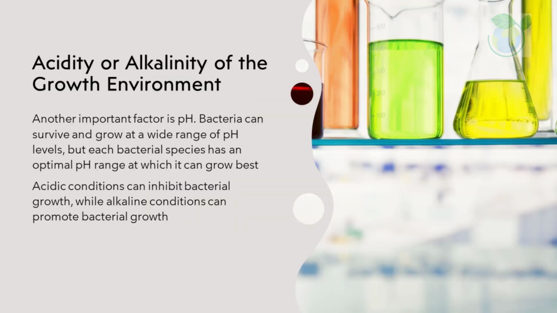Acidity or alkalinity of the growth environment. Another important factor is pH. Bacteria can survive and grow at a wide range of pH levels, but each bacterial species has an optimal pH range at which it can grow best. Acidic conditions, low pH, can inhibit bacterial growth, while alkaline conditions, high pH, can promote bacterial growth.